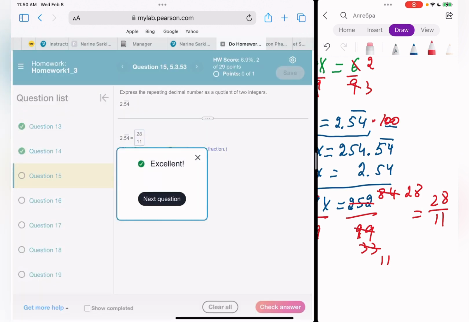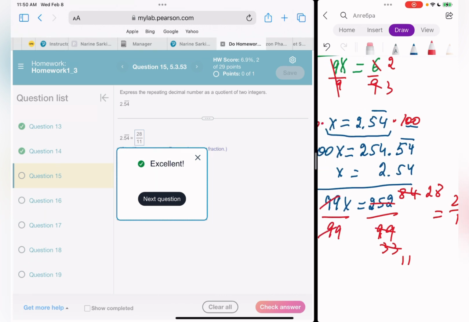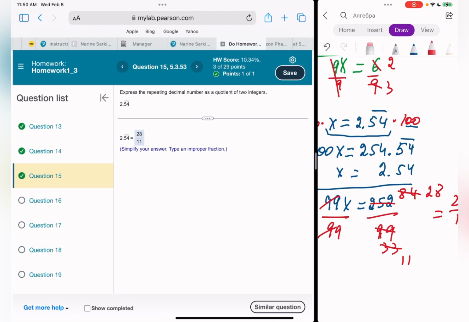Let me see if I can find a shortcut. I guess, yes, you can. So this 2.54, you are throwing away the decimal, you take 254 minus 2, and you are getting 252.